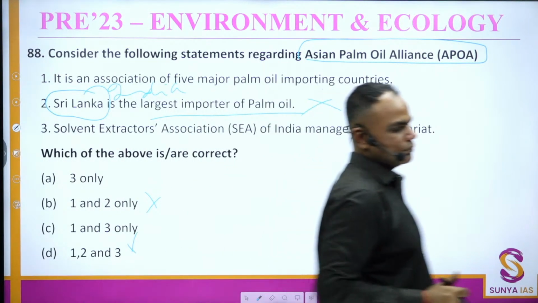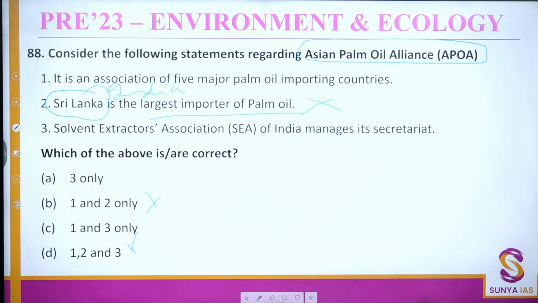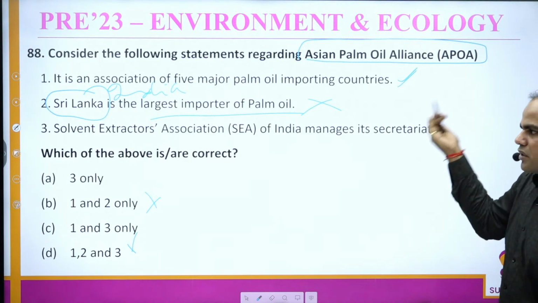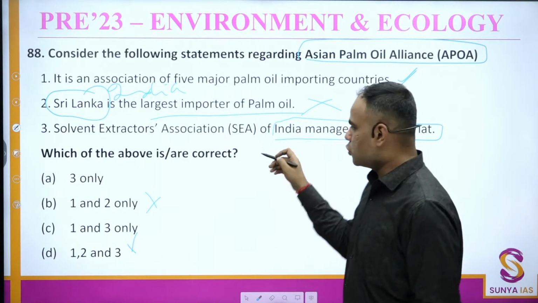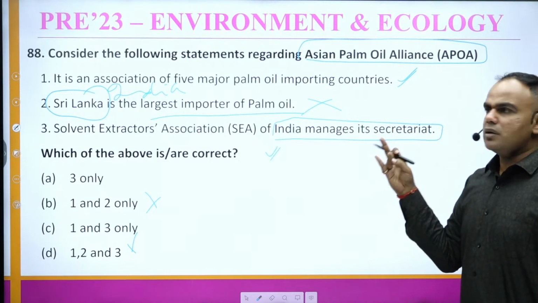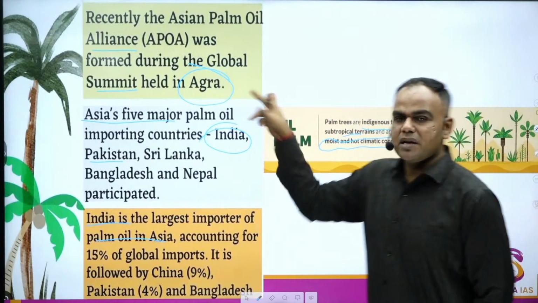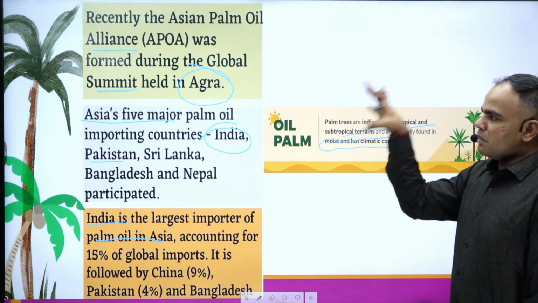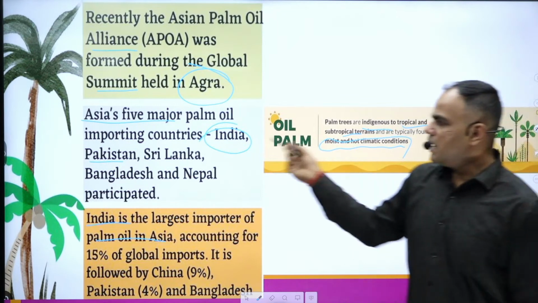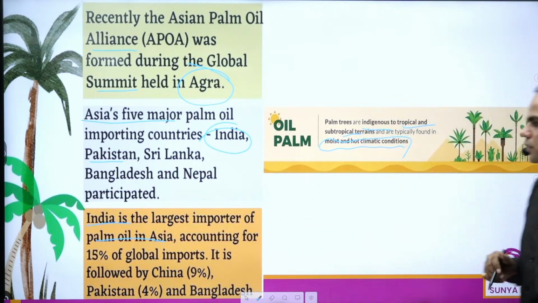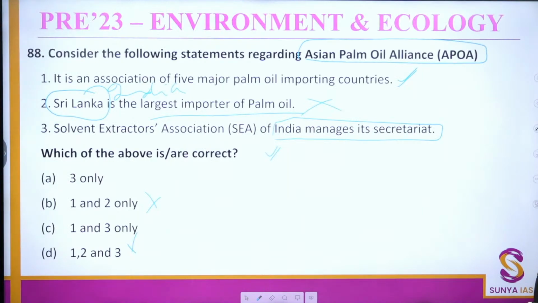Statement number 2. Okay, so this is an association of 5 major oil palm importing countries, and the Solvent Extractors Association of India manages its secretariat. This is also true. So whenever you see Solvent Extractors Association, think of Asian Palm Oil Alliance. And I've also added that this summit actually happened in Agra, wherein these 5 major importing countries came up. Okay, this is how this was formed: India, Pakistan, Sri Lanka, Bangladesh and Nepal. Okay, question number 88, the answer is then C, 1 and 3 only.